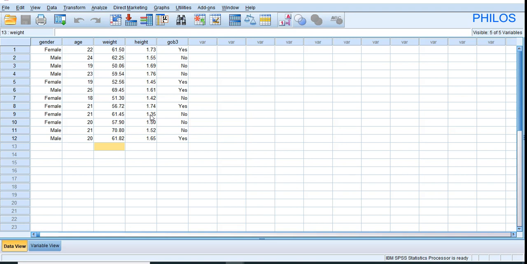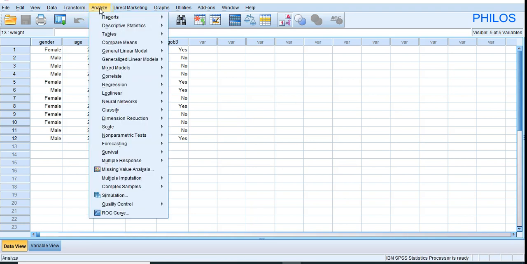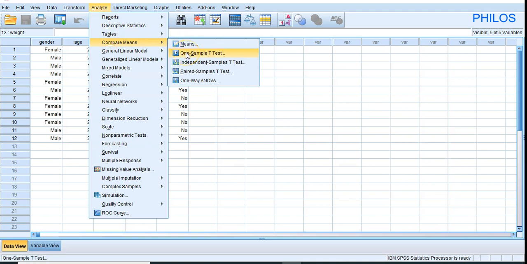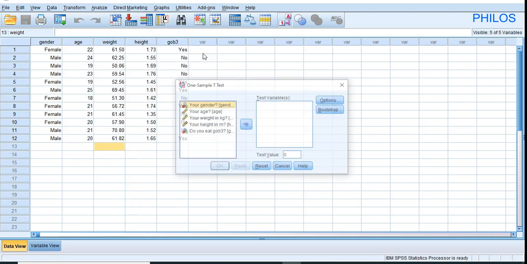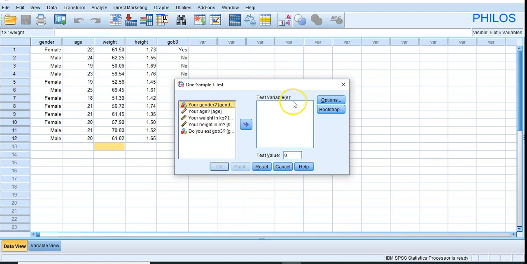Now, to perform one sample t-test, first you go to the menu here and check out for analyze. So you click on analyze. Then you move to compare means. Don't click on it. Then move to one sample t-test, and then you click on it. Then this dialog box will display.